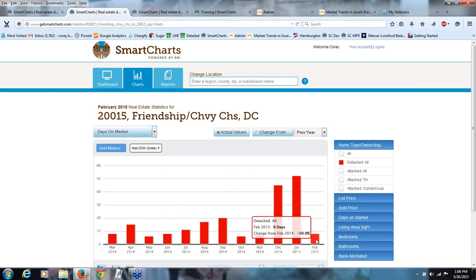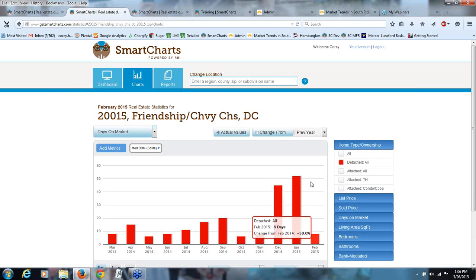The median DOM was 8 days. So half of the detached homes in that zip code sold in 8 days or less. So it wasn't that abnormal. It's just the other property types moved that days on market up. But apparently there's huge demand for detached homes in this zip code.